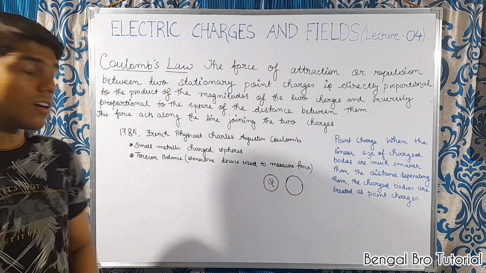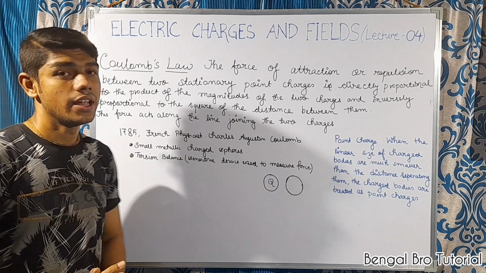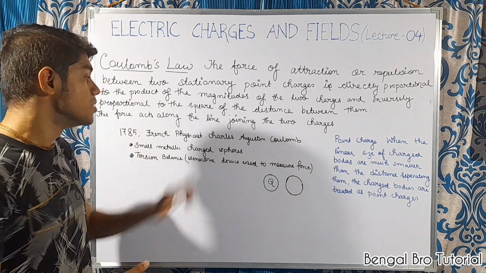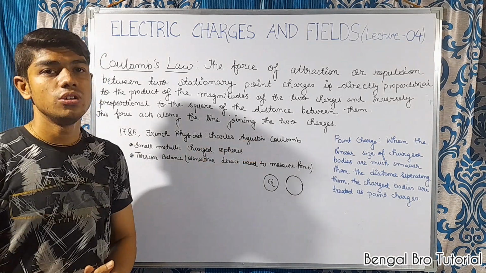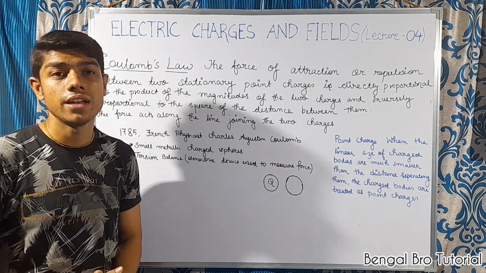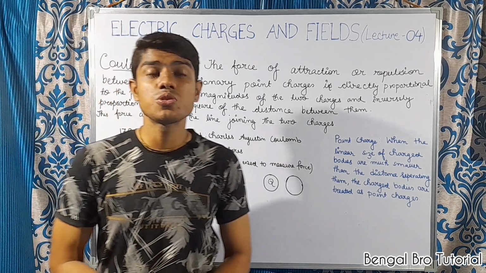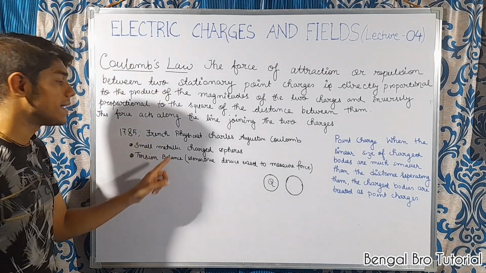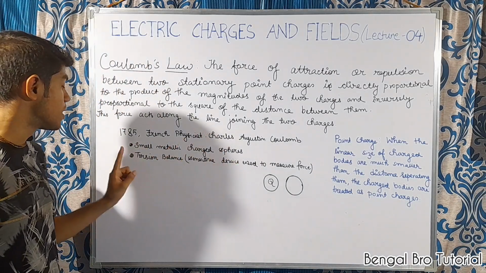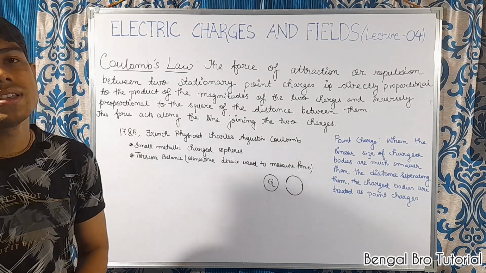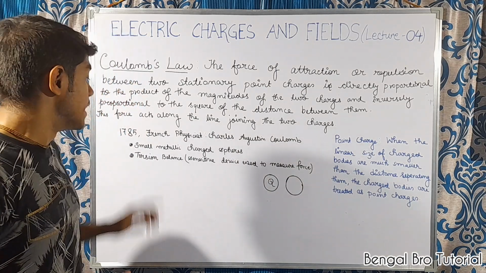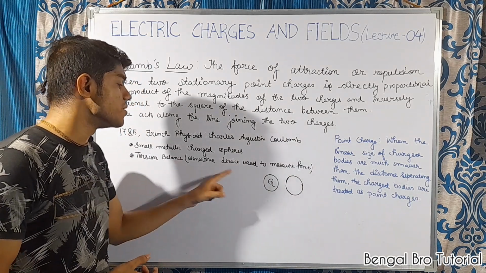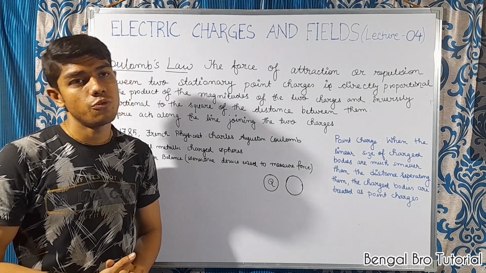It was in the year 1785 that a French physicist named Charles Augustin Coulomb began performing experiments to measure the force between charged bodies. He used small metallic charged spheres and a torsion balance to perform his experiments. A torsion balance is a sensitive device that is used to measure force.